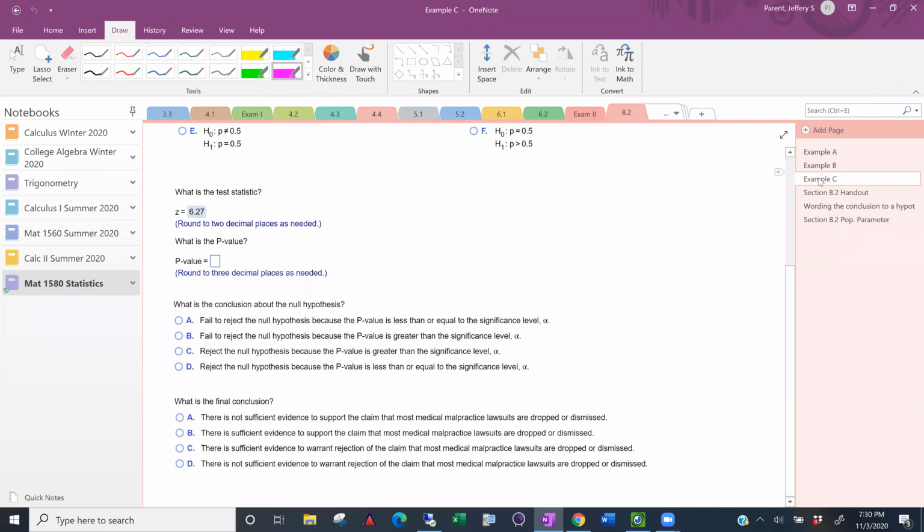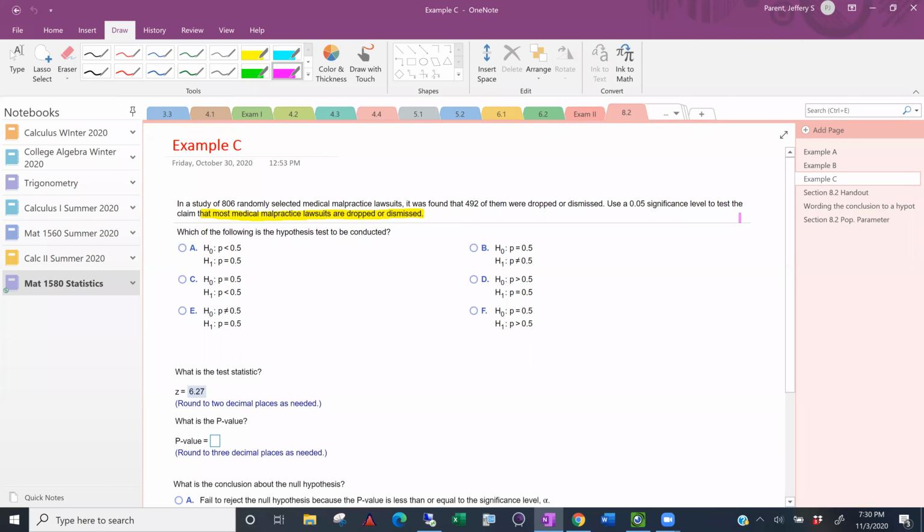Let's go down to example C here. When you do these on MyMathLab, it's going to look a little different, but you should still be able to come up with the same numbers. We're going to run through the same procedures. It's just that they have to ask questions in a bit by bit approach.